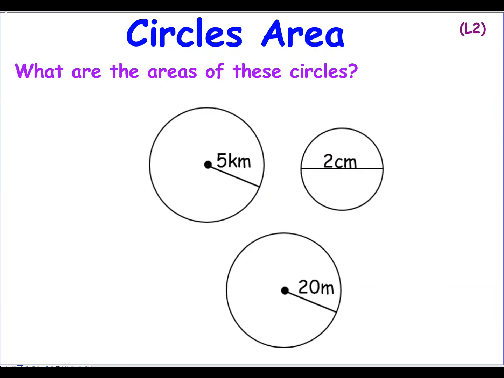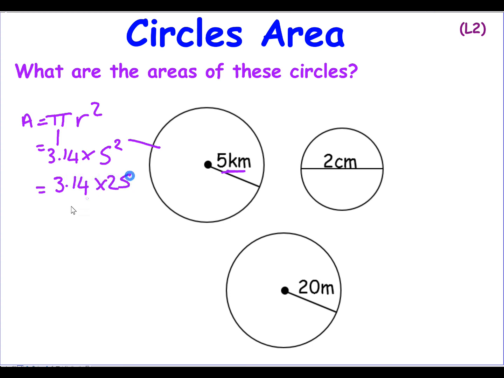Here are 3 examples for you to have a go at. Remember, you need to remember the formula for the area of a circle. So if we look at the first one, the area is equal to pi r squared. We know pi is this number 3.14 times the radius is 5 kilometers, but don't forget to square it. So it becomes 3.14 times 25, which is 78.5, and it's kilometers squared is our area.